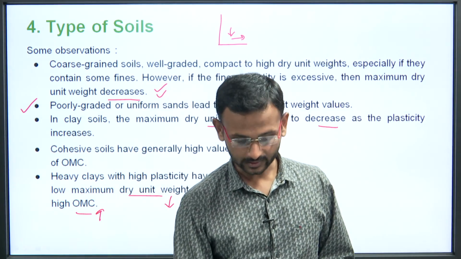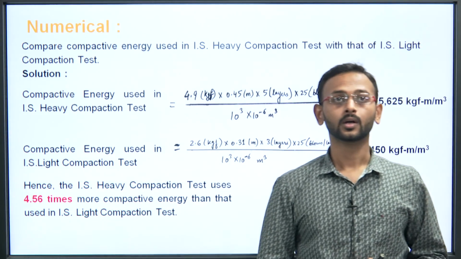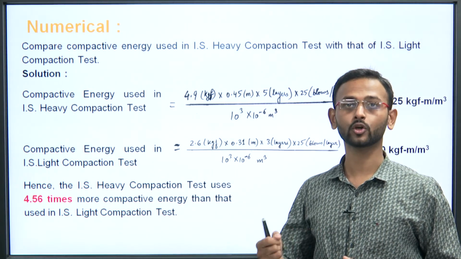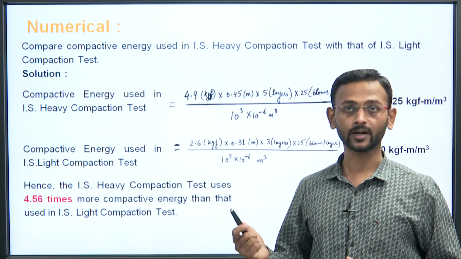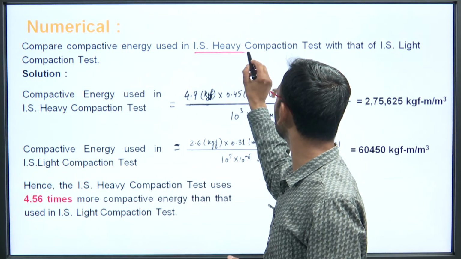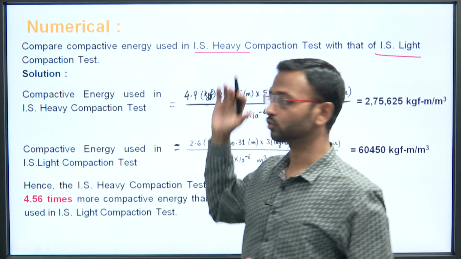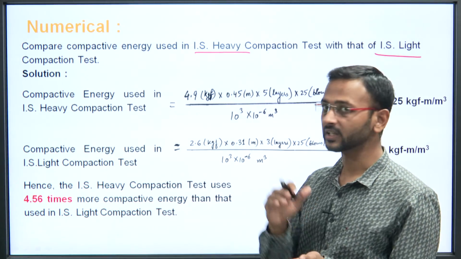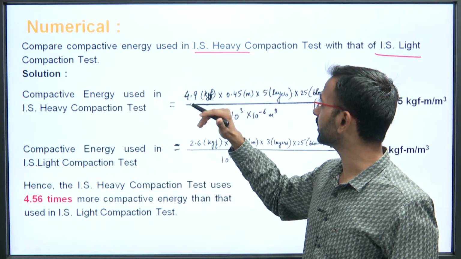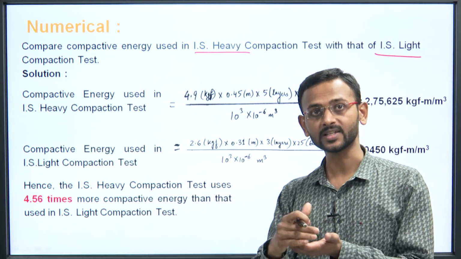Now after we have discussed the types of soils, we will be moving on to the numerical here. See the question: compare the compactive energy used in the IS heavy compaction test with that of the Indian Standard light compaction test. So these are two tests, heavy compaction and light compaction. We have already seen these two things. When you compact the soil, you impart some energy to the soil, and with that energy the soil gets compacted.